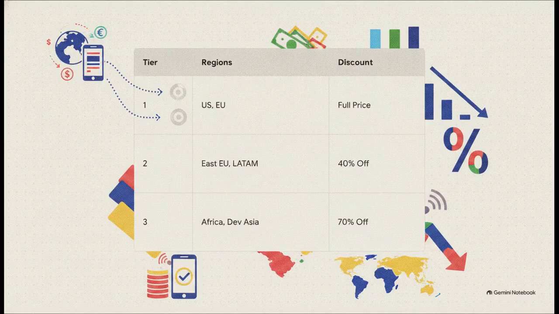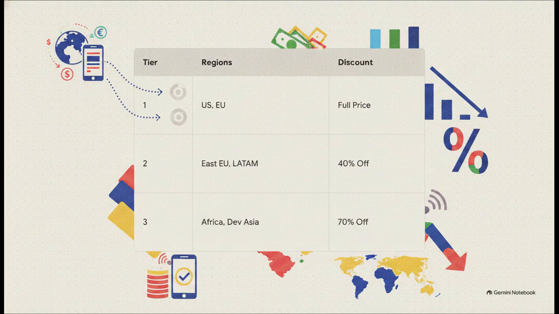And this brings us to a really brilliant strategy based on the GNI, or the Big Mac Index. It's all about purchasing power. For your Tier 1 regions, places like the US, the EU, and wealthy Asian countries, you absolutely maintain those fat profit margins and charge full price. But for Tier 2 areas like Eastern Europe and Latin America, you want to offer roughly a 40% discount. Then for Tier 3, which includes Africa and developing nations in Asia, you slash that price by up to 70%.